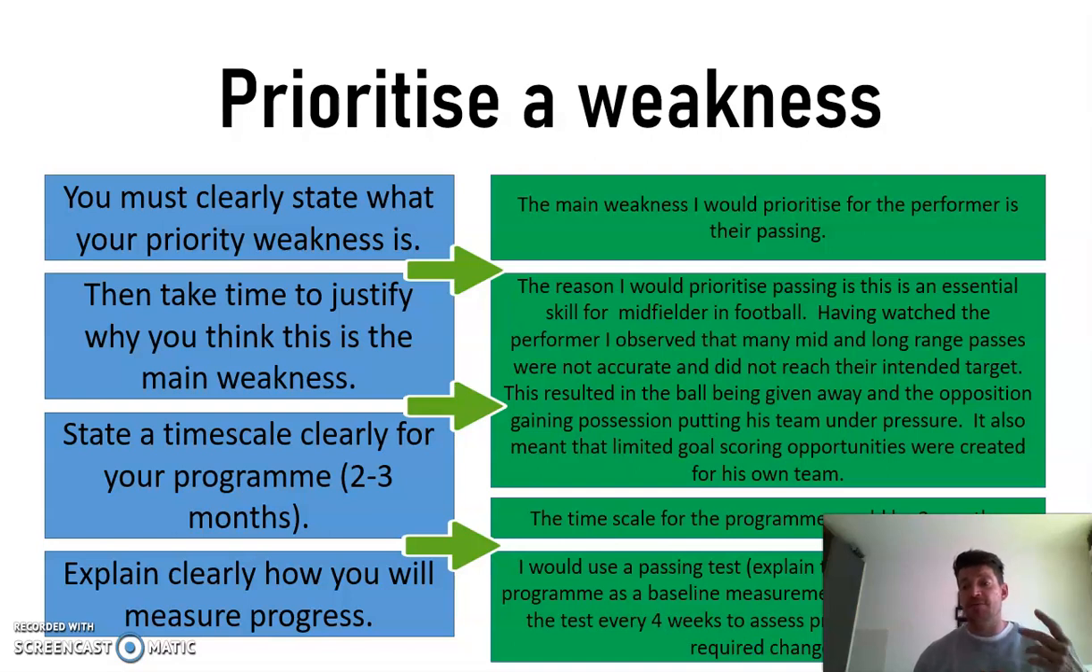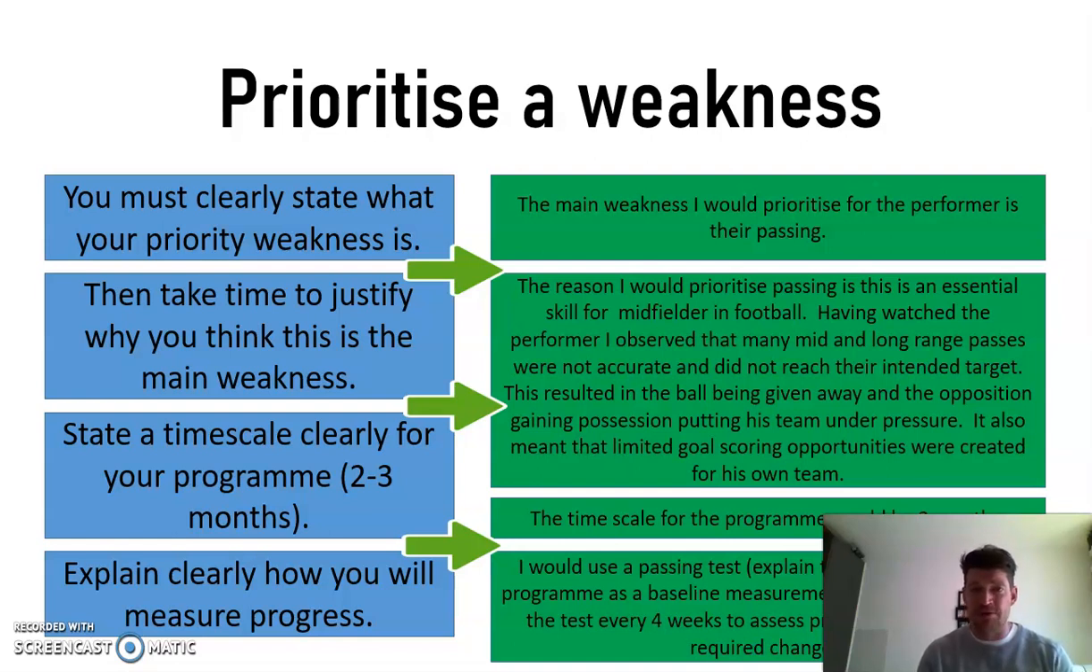The key thing again, prioritizing a weakness. Now you're going to have to write a program on this, so think carefully about the weakness you're going to prioritize. If you prioritize something quite specific, like flexibility, for example, it's going to be tough to write a 2 to 3 month program for this. If you prioritize something like passing, all of a sudden we've opened up a load of things we can talk about, a load of drills that we can do, a load of adaptations and coaching points that we can include. So have a little think about that.